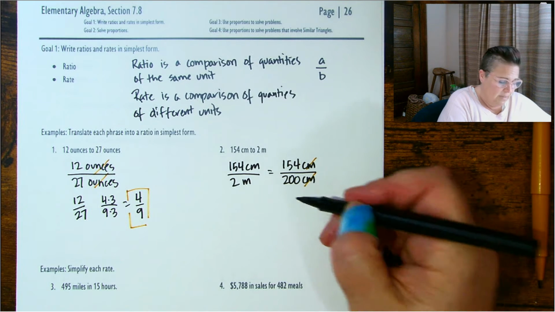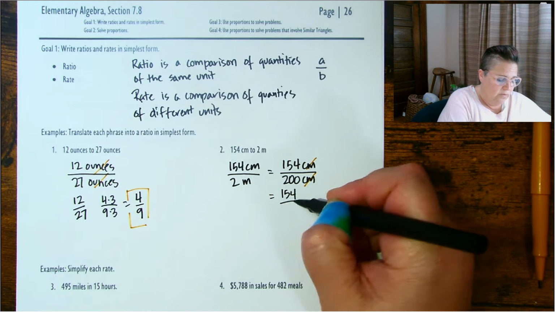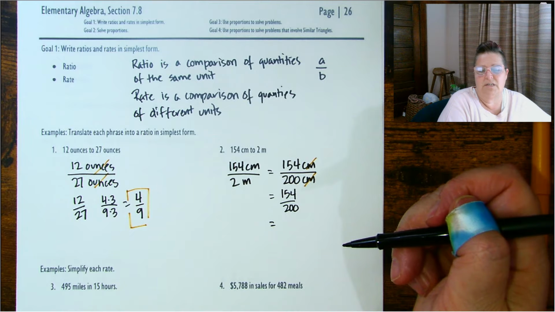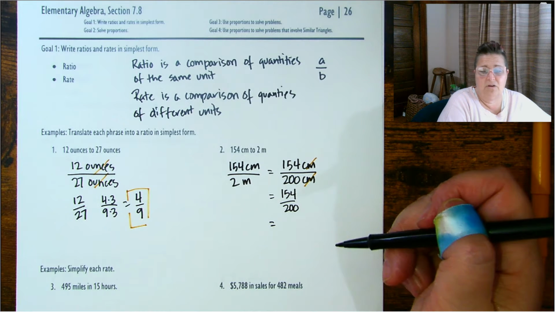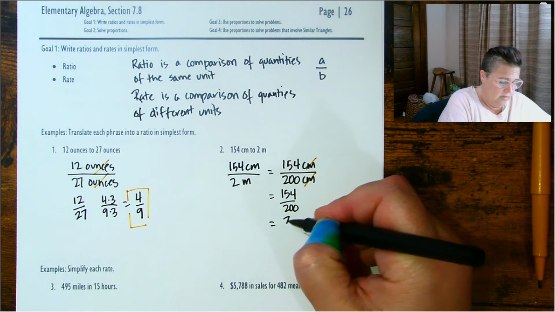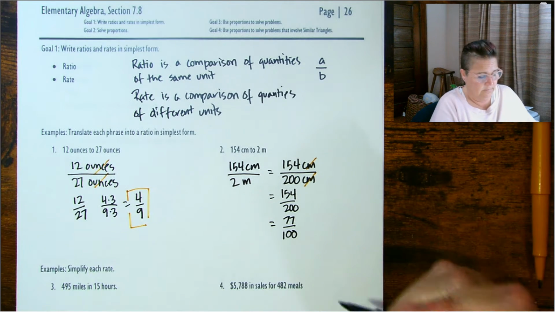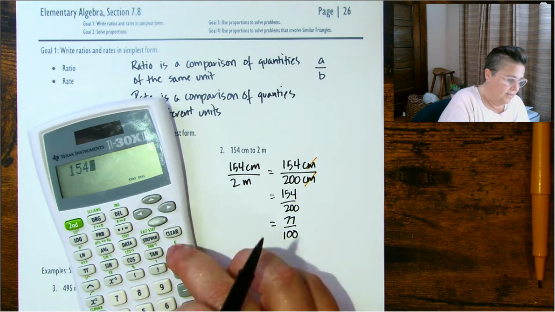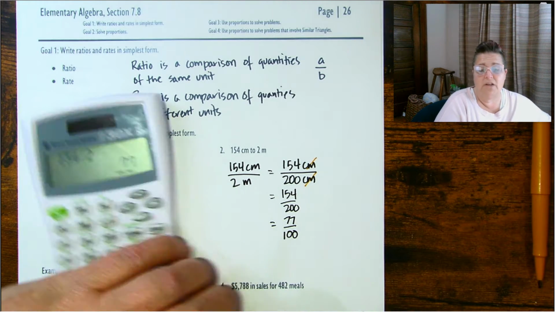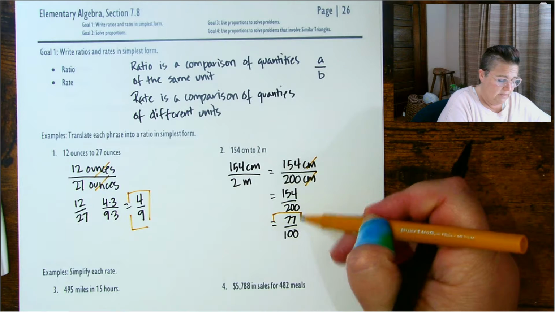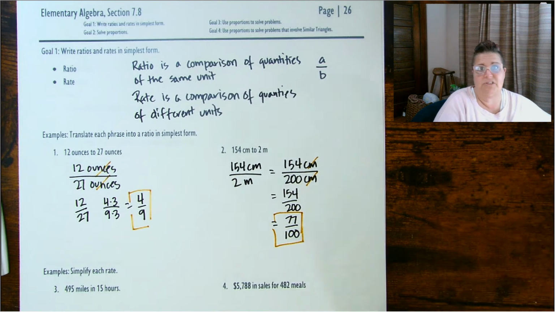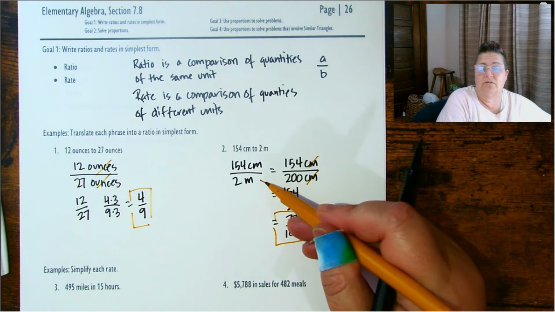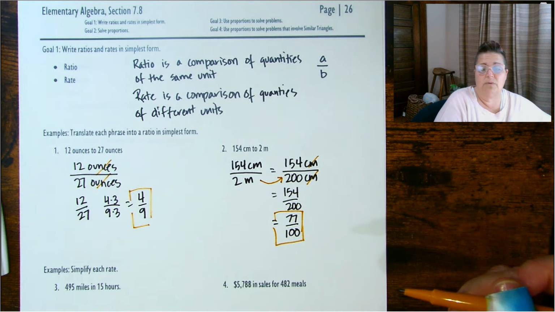So I can cancel my centimeters. That gives me 154 over 200, which I can cancel again. 154 over 200, that's 77 over 100. Is that right? I just need to do 154 divided by 2 to be sure. Yep, 77 over 100, and it won't reduce any further, so this is as much as I can do. Just reduce it to its lowest terms. Notice that, again, I did have to convert that first. Without converting that, the ratio will not work.